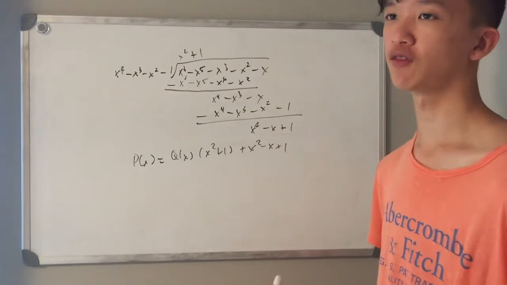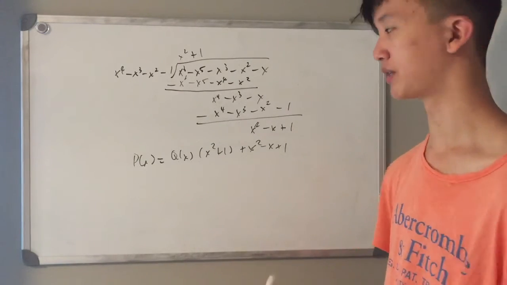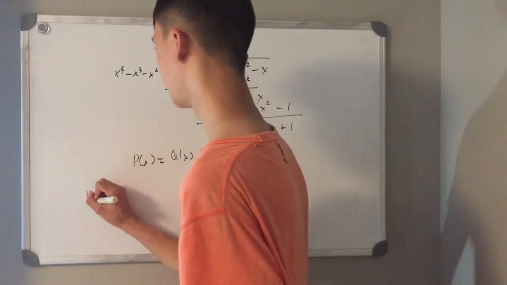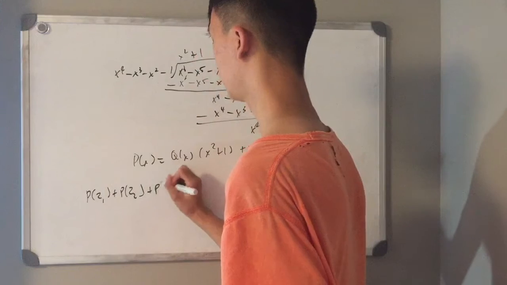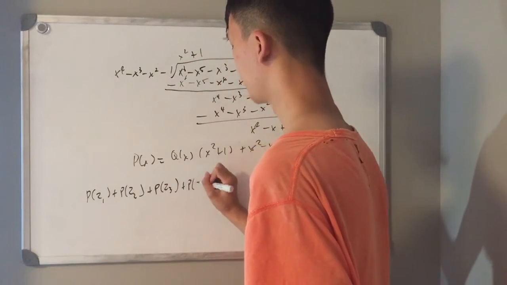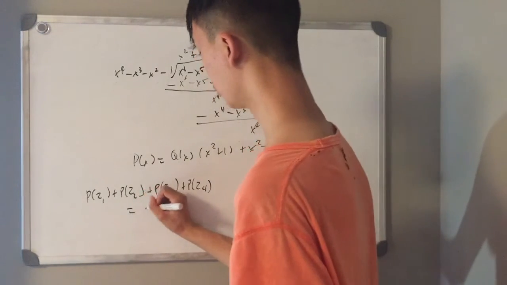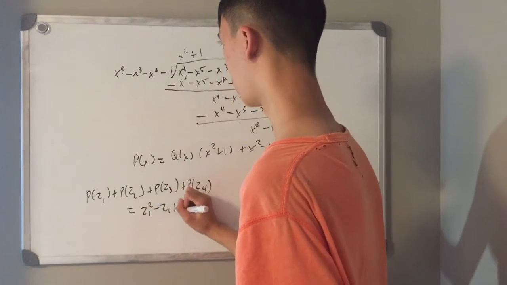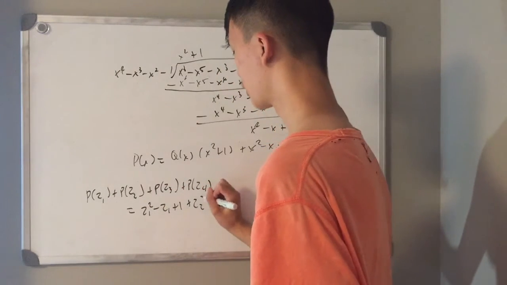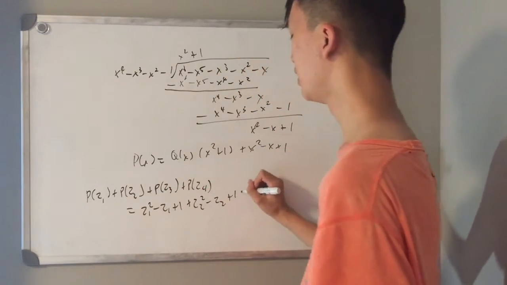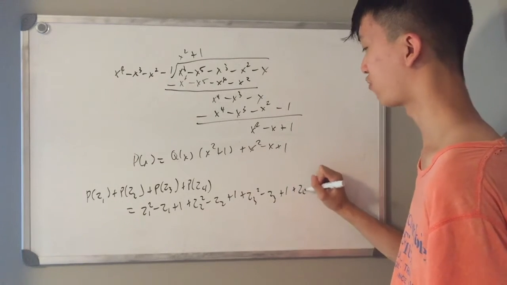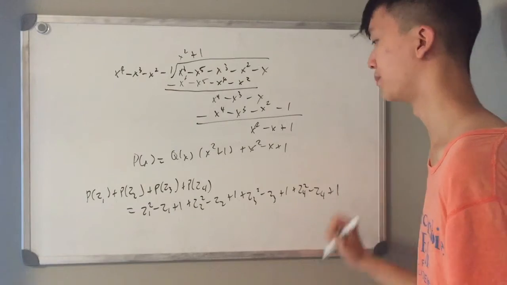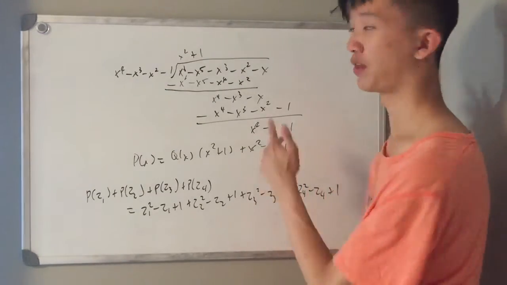And so now doing the same thing for p(z1), p(z2), p(z3), and p(z4), we then get that p(z1) plus p(z2) plus p(z3) plus p(z4) is equal to z1 squared minus z1 plus 1 plus z2 squared minus z2 plus 1 plus z3 squared minus z3 plus 1 plus z4 squared minus z4 plus 1. And so now I'm going to move this to the top and then continue solving.